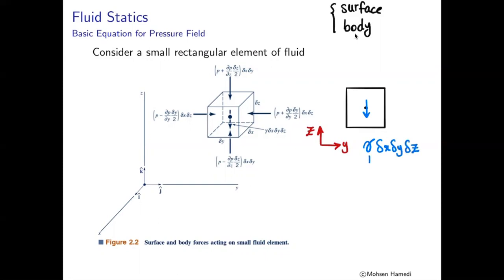So here the gamma has a dimension of Newton over cubic meter, which is the specific weight of the fluid within that element. And here this term is the volume of the element, which has the dimension of cubic meter. So the resultant force obviously has a dimension of Newton.